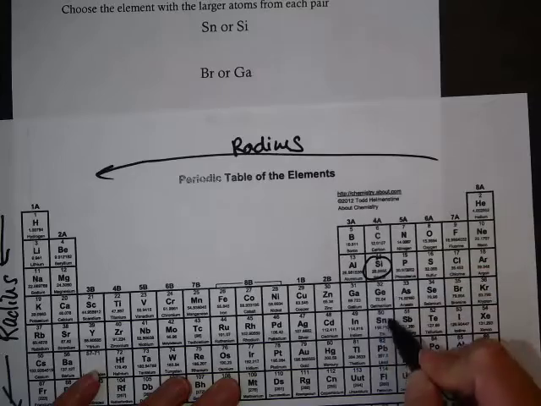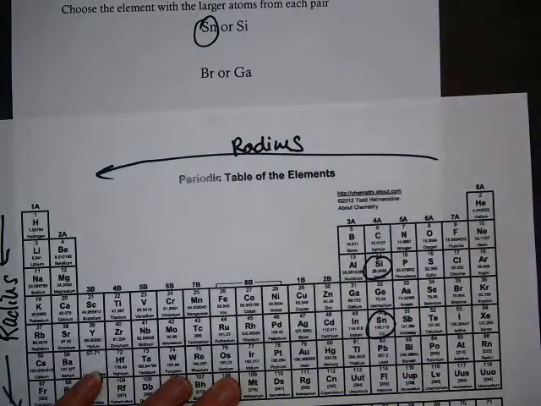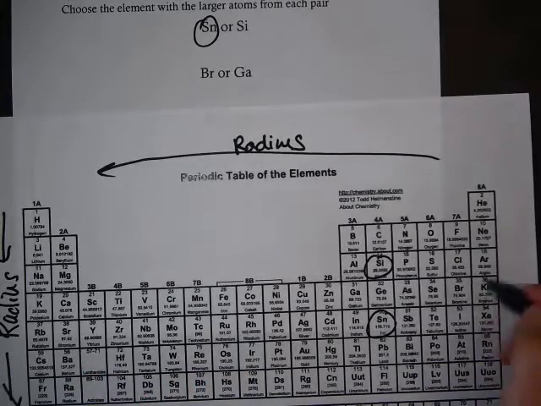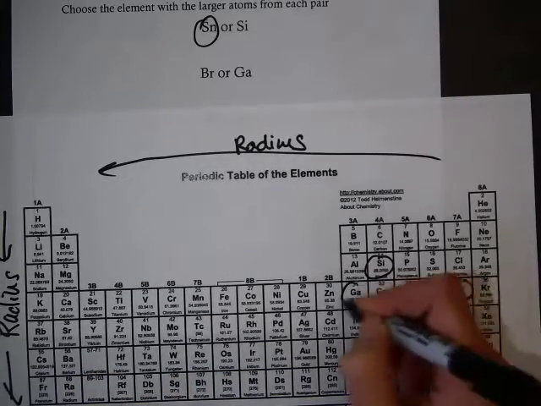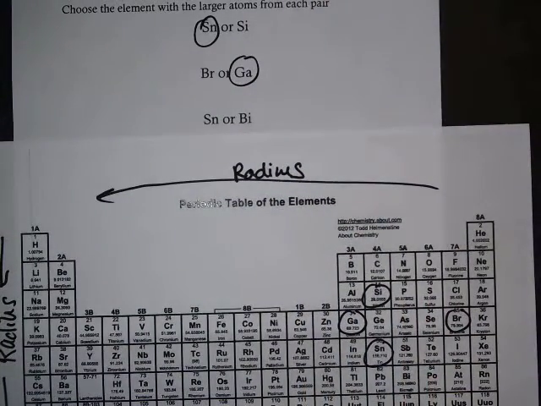So now, tin or silicon, it should be tin because it's lower down. Bromine or gallium, it should be gallium because it's further to the left. Finally, I have tin or bismuth, so there's tin, and here's bismuth.